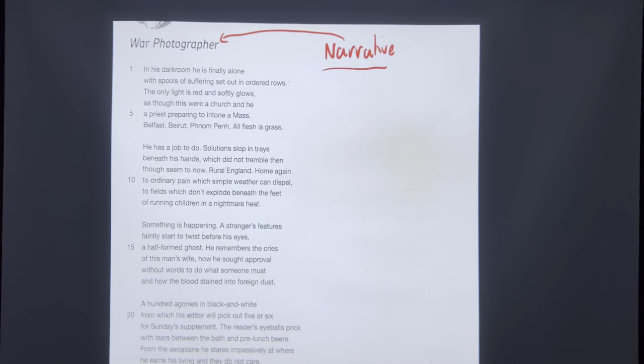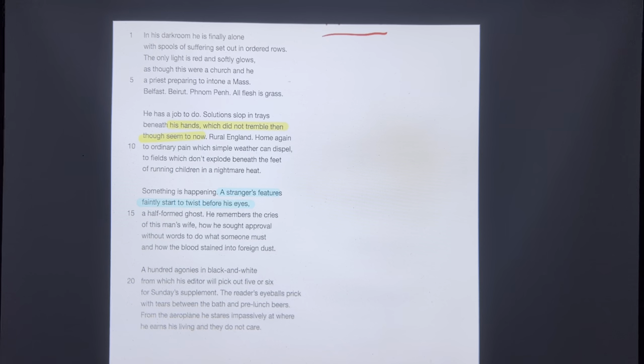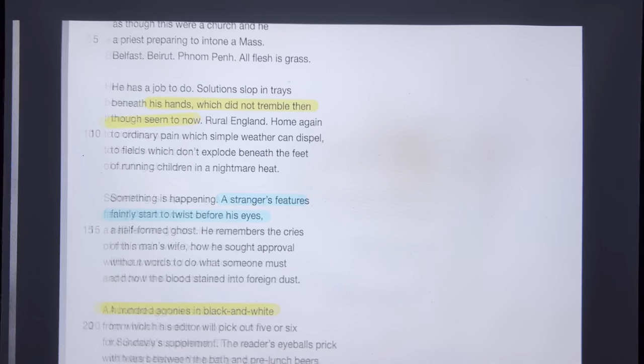And again, guys, the first of the quotes that I would use is "his hands which did not tremble, though seem to now." Second quote that I would use, guys: "a stranger's features faintly start to twist before his eyes." And the last one that I would use, guys, is "a hundred agonies in black and white."